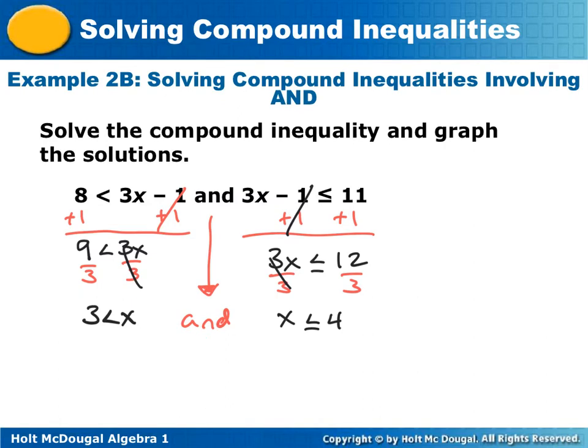So as I'm going to write this, that means I'm going to end up with 3 is less than x, but x is also what? Less than or equal to 4. Those variables are the same, so it's the same thing. You just got to write it once. So that means it is less than or equal to 4.